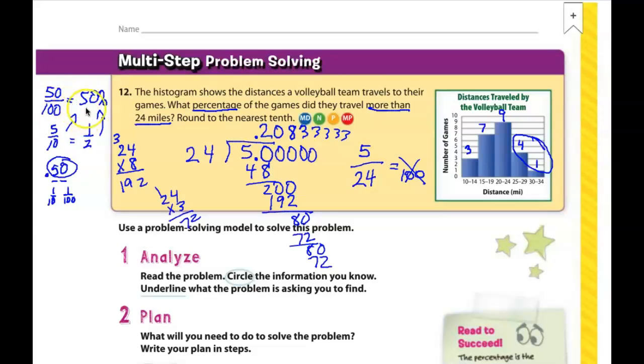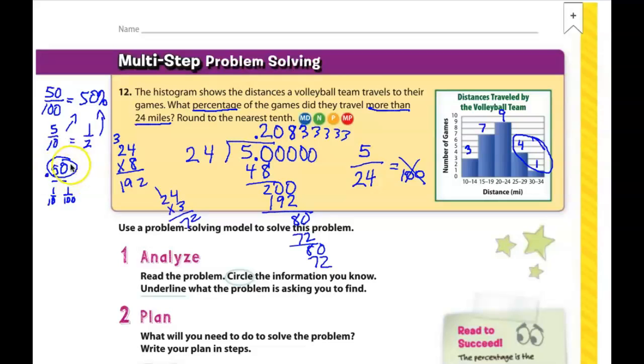Well, if we go back over to our review, we notice that 50 hundredths is the same as 50%. 5 tenths is the same as 50%. 1/2 is the same as 50%. And so the decimal, when you divide 1 by 2, you get 0.5. When you divide 5 by 10, you get 0.5. When you divide 50 by 100, you get 0.50. So look at how we can see the similarity between the 50% and the 50 hundredths.